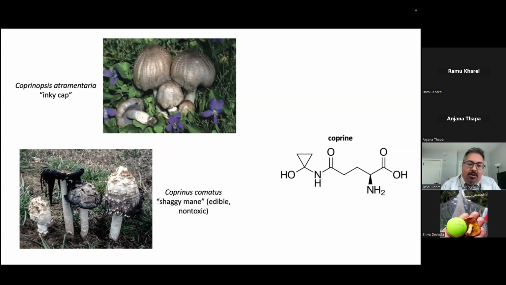The treatment is supportive. The mushroom on the bottom here is coprinus. Coprinus mushrooms do not contain coprine, and therefore they are edible, even though they do share this deliquescing property. And unfortunately, because they deliquesce so quickly, they usually are not stored. They have to be eaten quite quickly.